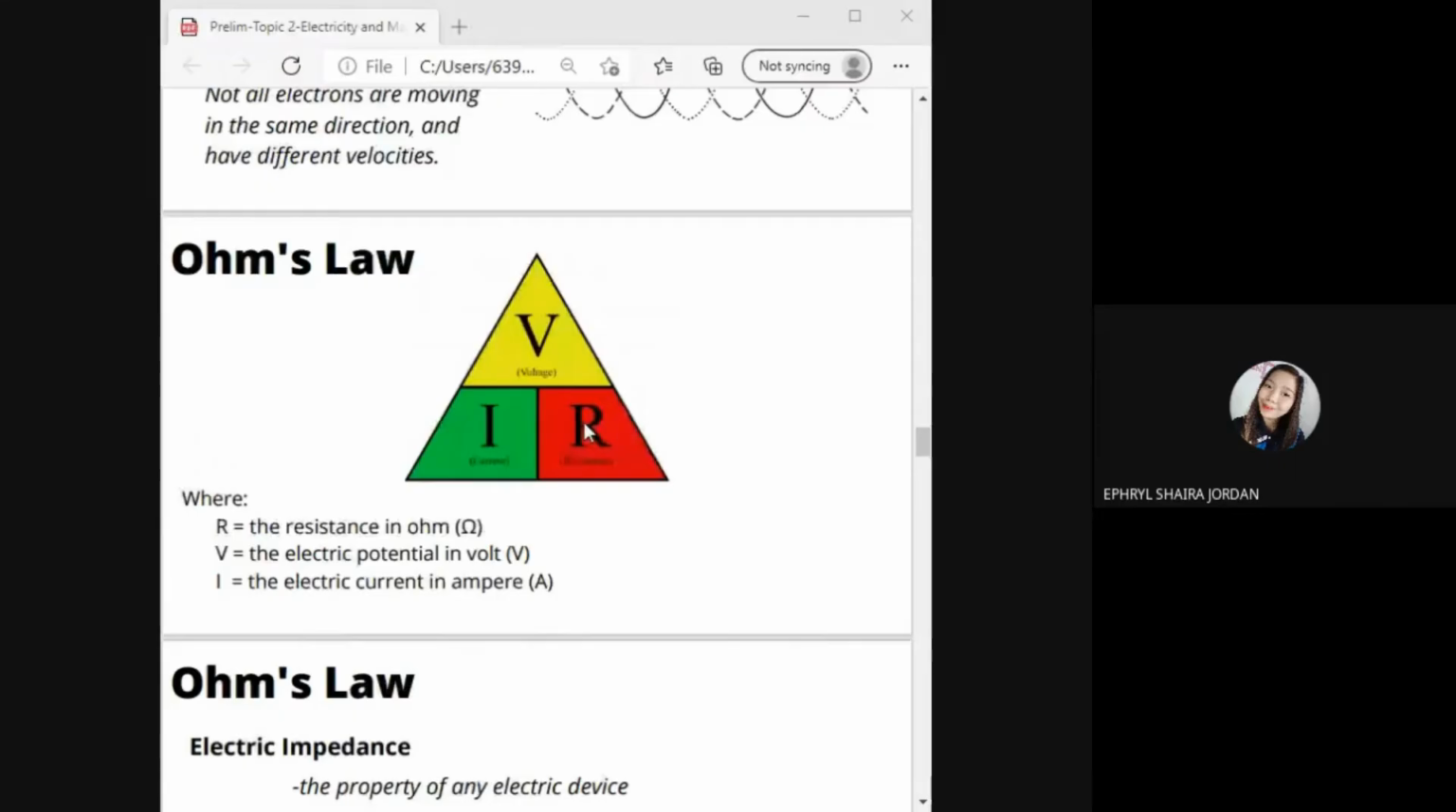And if we're going to look for the resistance, we just use the formula R is equivalent to V over I. So that's all it is, so that it's easy to recall.